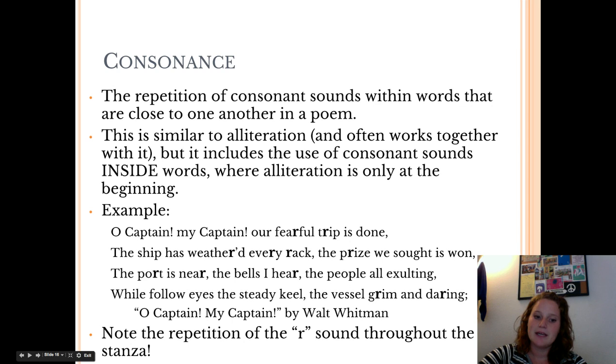It's from O Captain! My Captain! by Walt Whitman. We have the repeating R sound throughout the stanza. So here in weathered, every, rack, prize. And we do have an R that happens at the beginning of the word here. It doesn't make it alliteration because the other R's happen within the words. So we know that it's consonance, not alliteration.